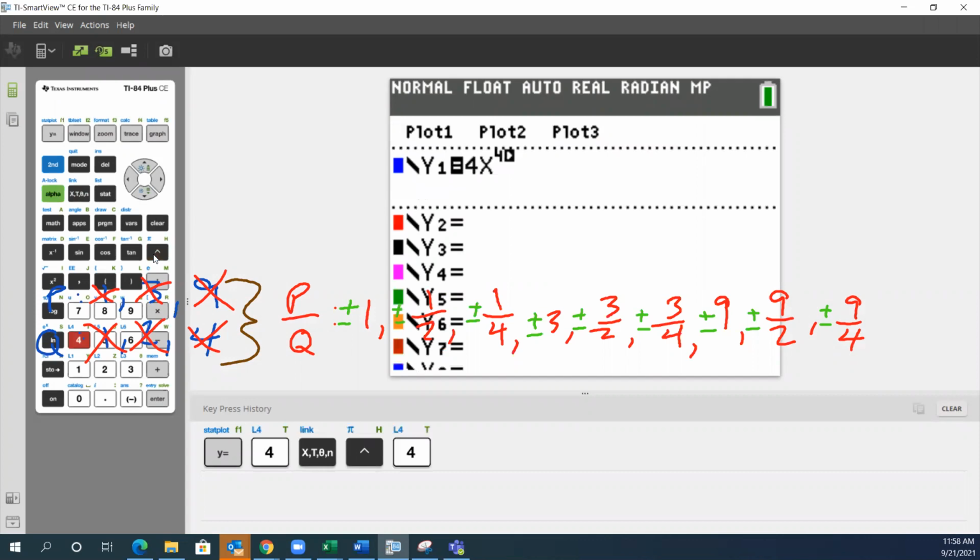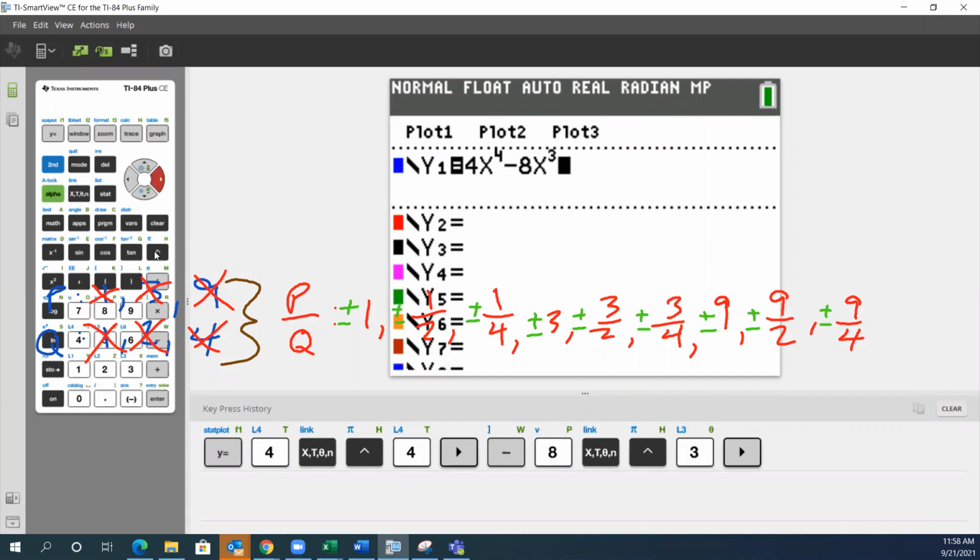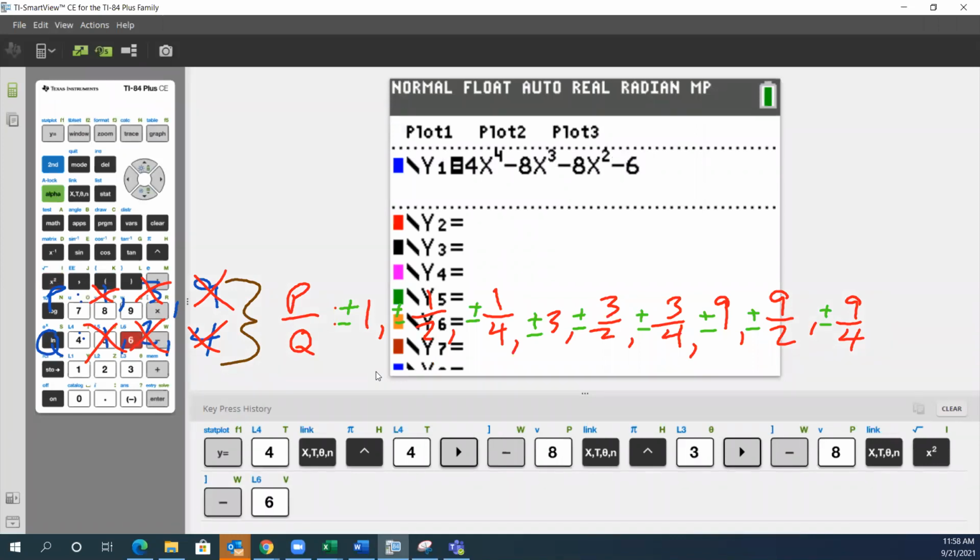4x to the 4th minus 8x to the 3 minus 8x squared. Let's see, am I doing this correctly so far? Yes, the minus 6x minus 9. Okay, where's the cursor? There it is. All right, so there's my function.